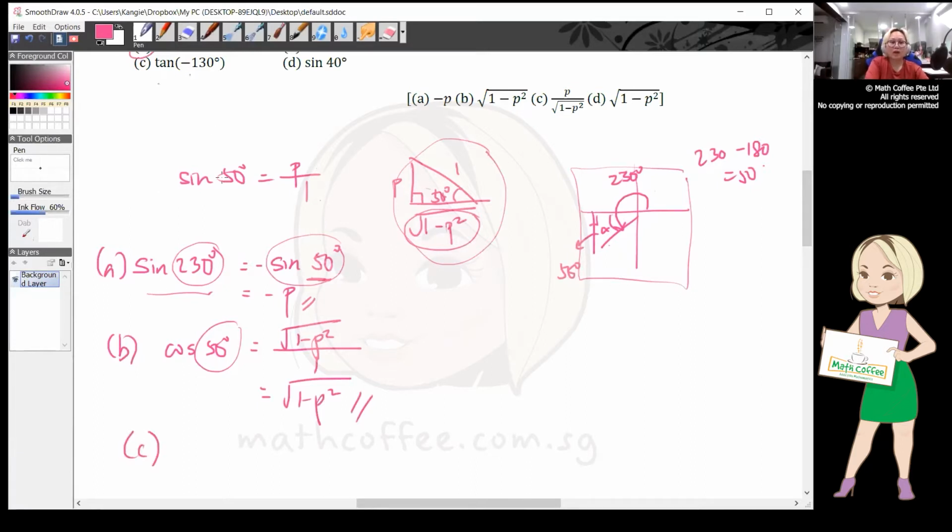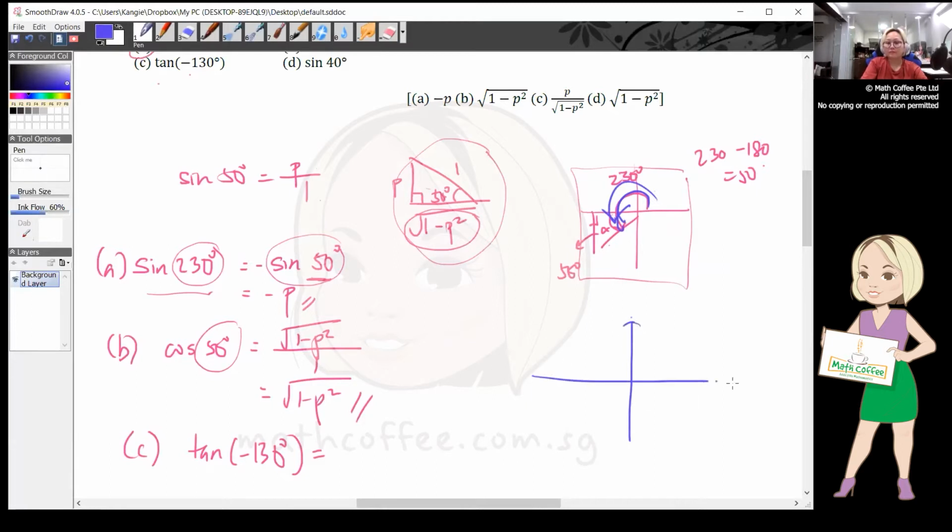Now we look at part C. Tangent minus 130 degrees. Tangent of negative 130 degrees. So what do I do with the minus? Do you notice that just now I always have been going in this direction? Minus 130 simply means that I'm going to go in the clockwise direction. You understand? I just simply need to go clockwise.